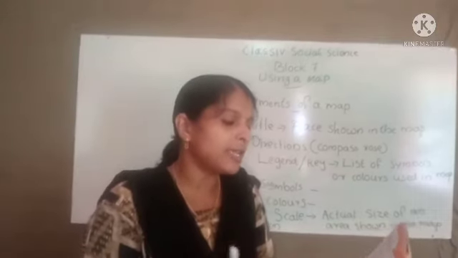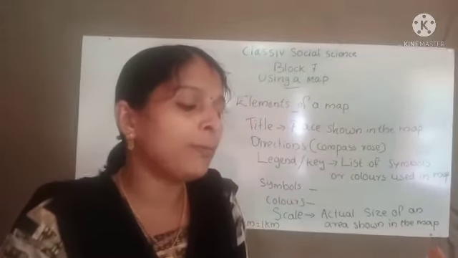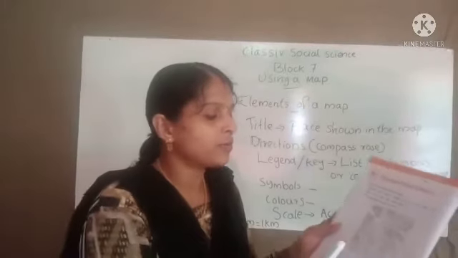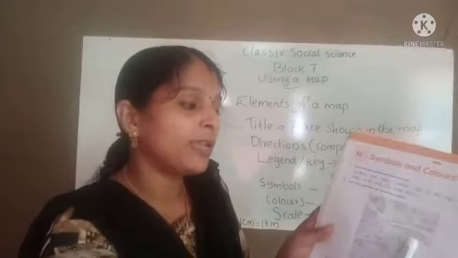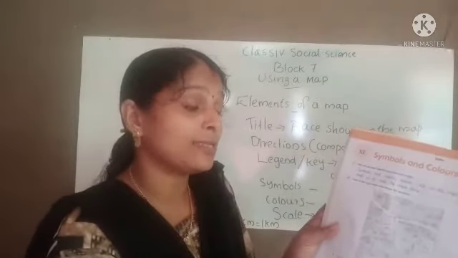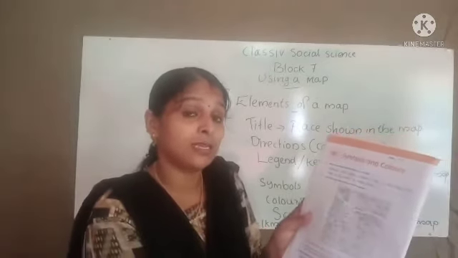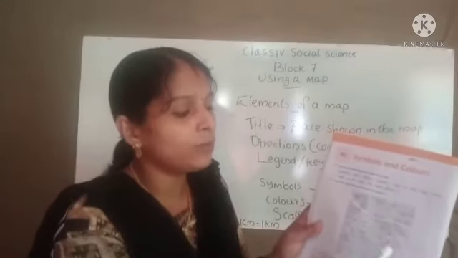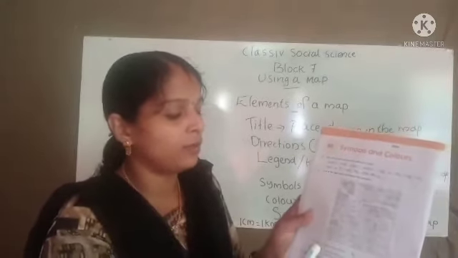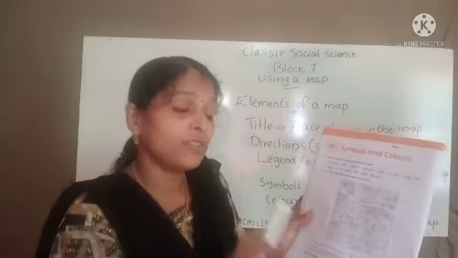Okay. Then second question is, look at the map below and answer the question. So you can see one map here. In this map, one side we can see the legend. Legend means keys, or symbols or colors used in the map. So by looking at this legend, we have to find out the answers to these questions.